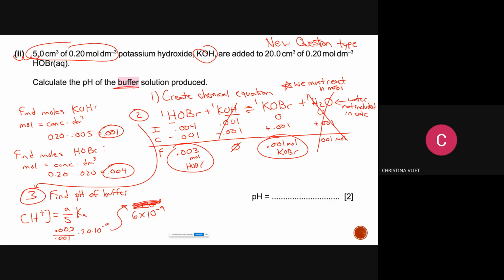All right, so did you get 6 times 10 to the negative 9? Great. That's the H plus. Now take the negative log of that. Take the negative log, and you get, to 3 significant figures, 8.22. Can't read my handwriting. It wasn't 6, right? No, it was not. Can't read my handwriting, but 8.22.